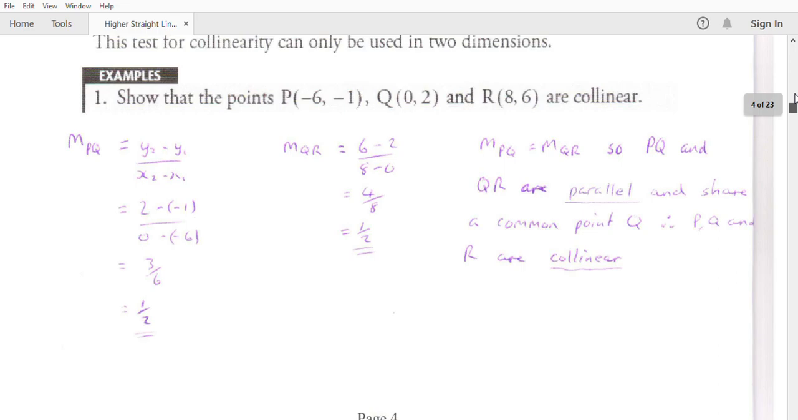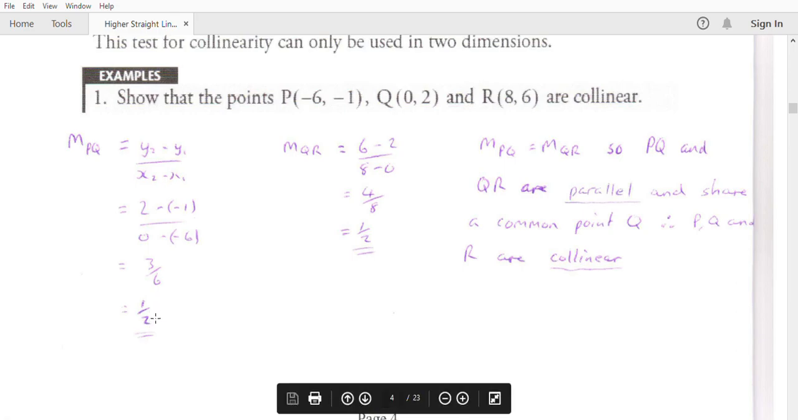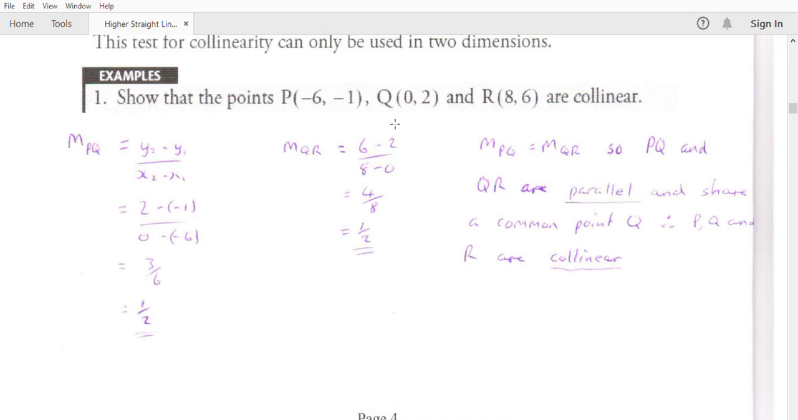So here's an example. Show that points P, Q and R are collinear. So find the gradient of P to Q. So again, just use the gradient formula, substitute in the values, and we'll come out with a gradient of 1/2. Find the gradient of QR. Again, use the gradient formula, substitute in, and the gradient's 1/2. So that tells us that those 2 lines are indeed parallel, and because they both go through the point Q, and they're parallel, that means that they've got to be in a straight line, they've got to be collinear.